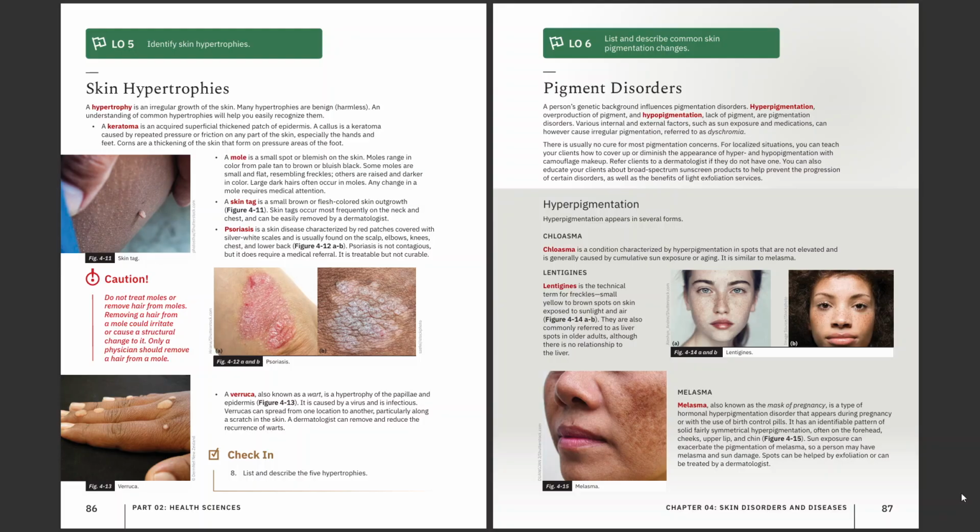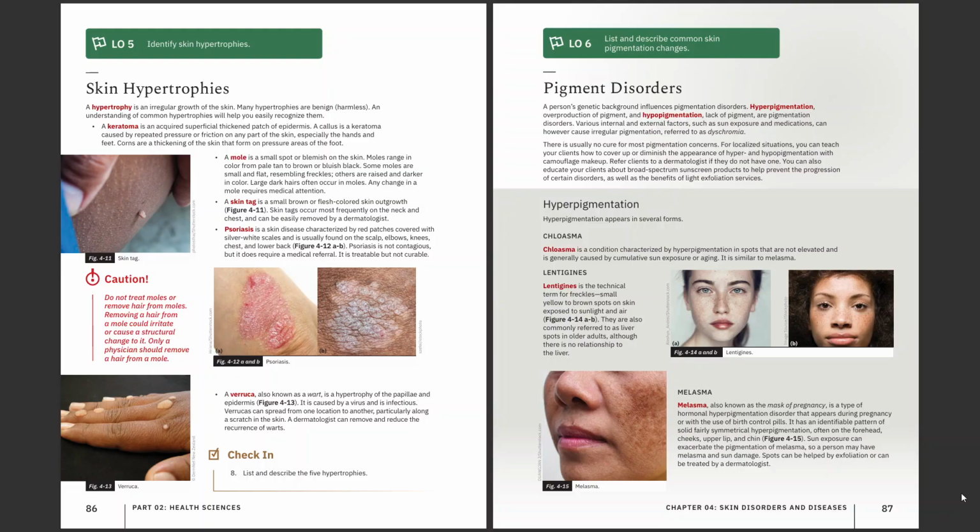Caution: do not treat moles or remove hair from moles. Removing a hair from a mole could irritate or cause a structural change to it. Only a physician should remove a hair from a mole.